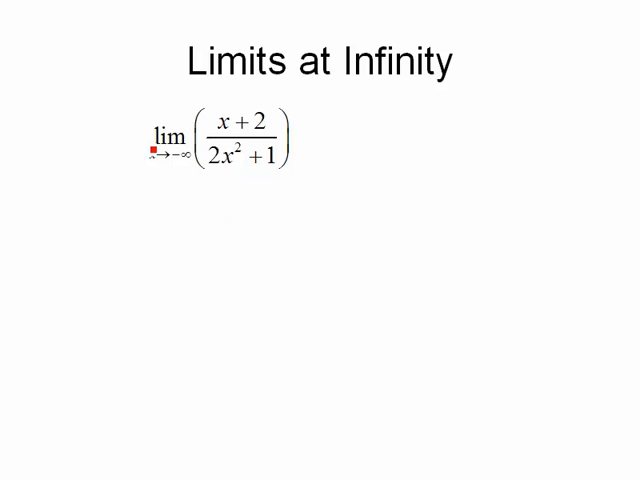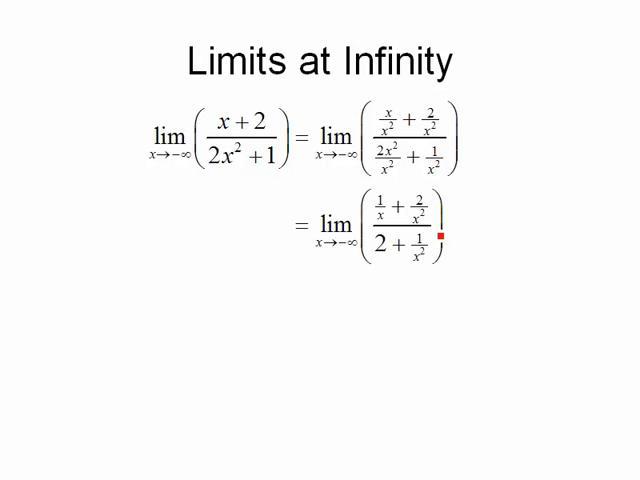If I'm trying to find the limit as x approaches negative infinity of this rational function, the first thing I'm going to do is find the highest power that's in the denominator, and I see that it's 2. So that means that I have to take these 4 terms here and divide each one of them by x squared. We're going to take x over x squared, 2 over x squared, 2x squared over x squared, and lastly 1 over x squared.